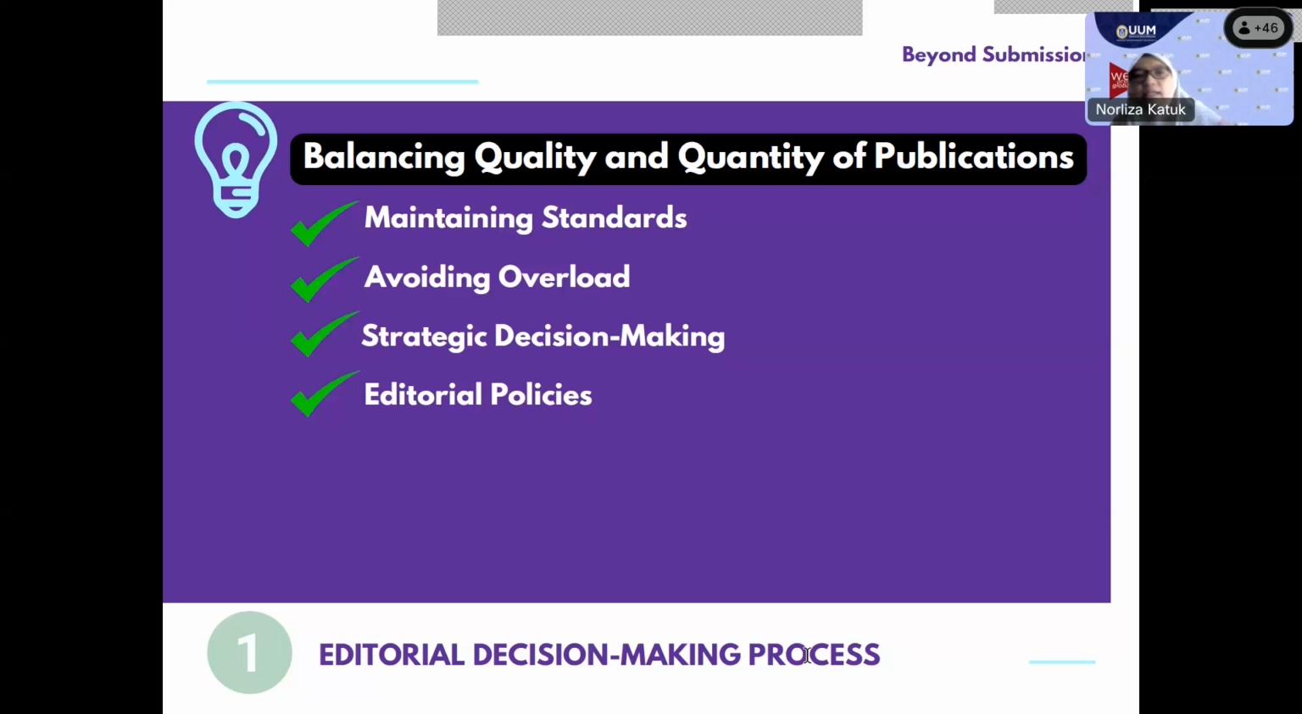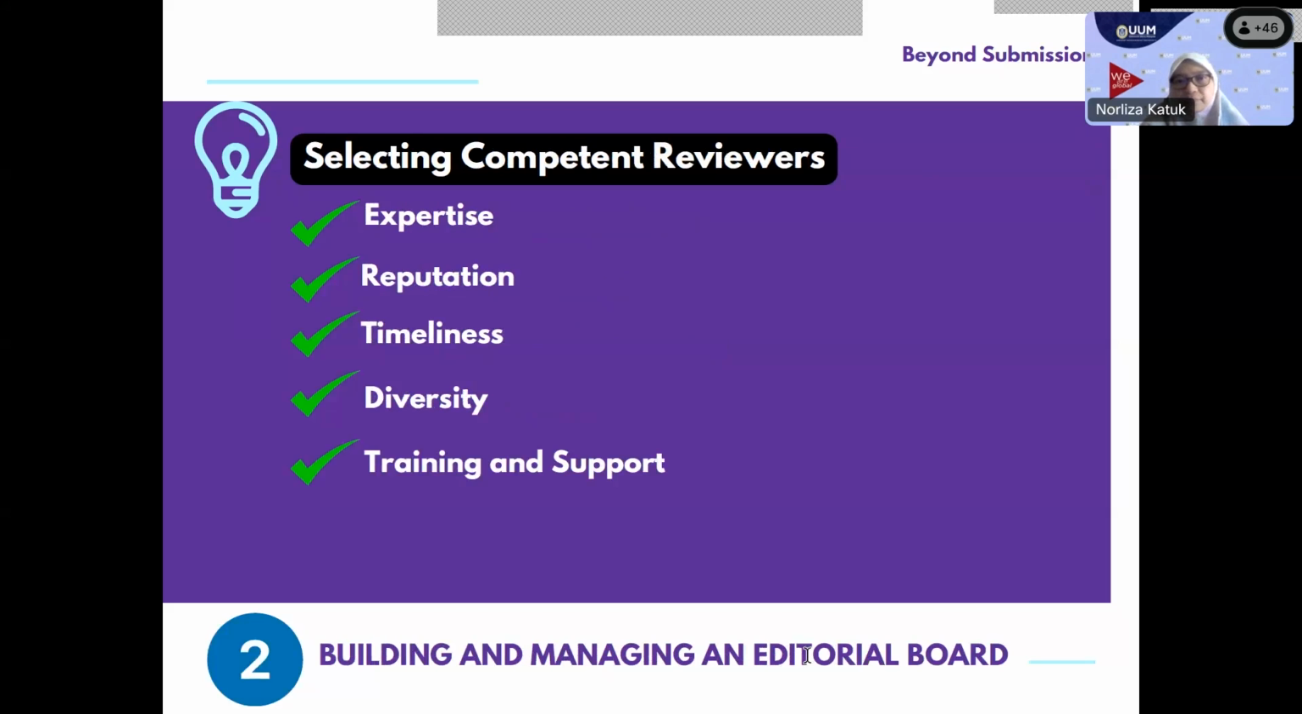And we also have the editorial policies. These are mainly set by the UUM Press, and all journal editors just follow the policies they have made. At Universiti Utara Malaysia, all journals published by the university are governed by one committee, the Jawatankuasa Pengurusan Jurnal Universiti, which governs all the policies involved in publishing the journals.